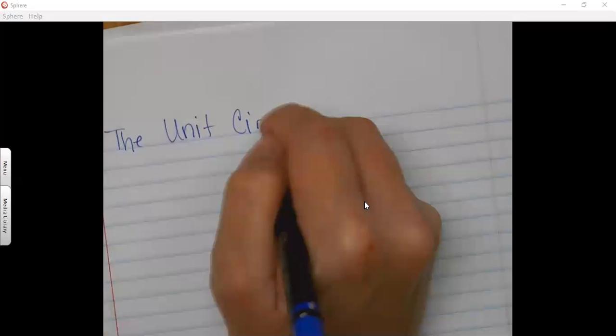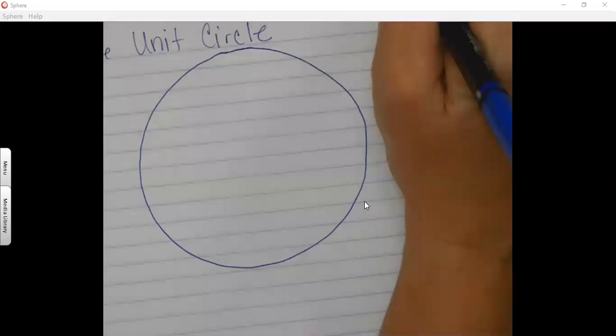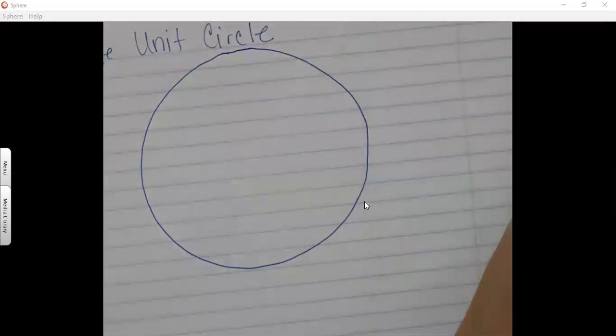All right, so the unit circle. I'm going to draw a big circle, and it's going to take up pretty much the top half of my sheet. I'm going to do the best I can. It's not going to be perfect, and that's okay. I'm going to draw an X and a Y axis right through the middle of the unit circle.